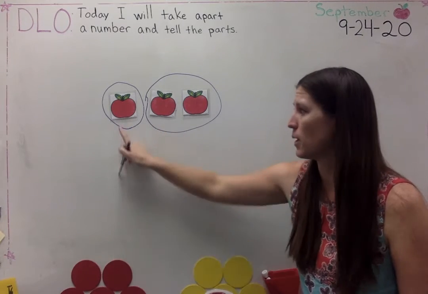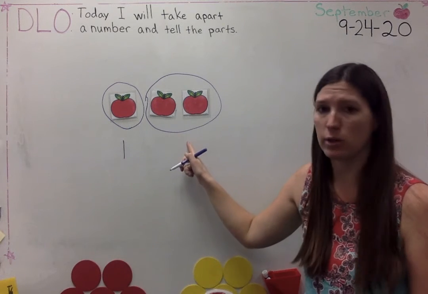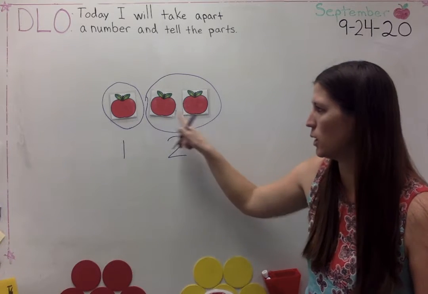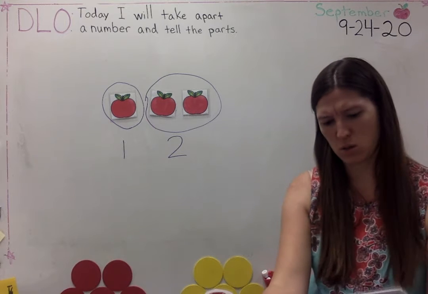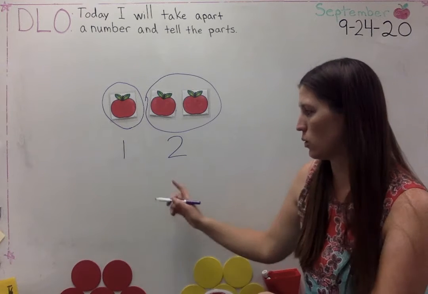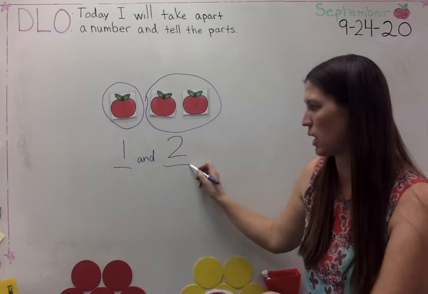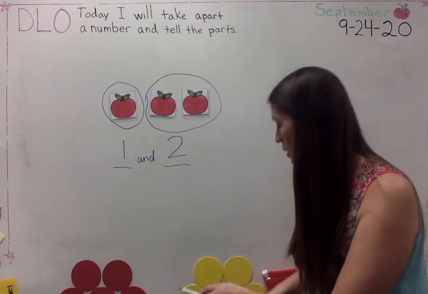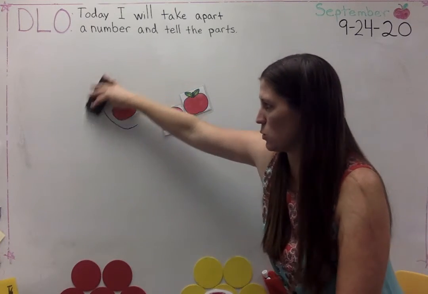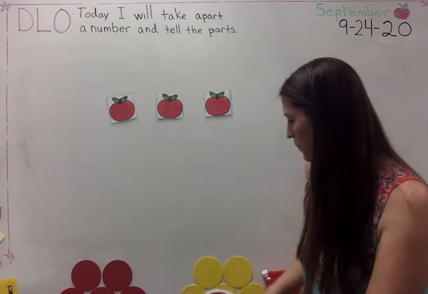Now I'm going to write the number. How many are in this group? 1. How many are in this group? 2. Candy cane foot. 1, 2. In your book it'll say blank and blank. So it's just separating it, sorting it out. Let's do another one. Erase, erase, erase. So today's work is pretty easy. You're just separating them and writing the numbers.